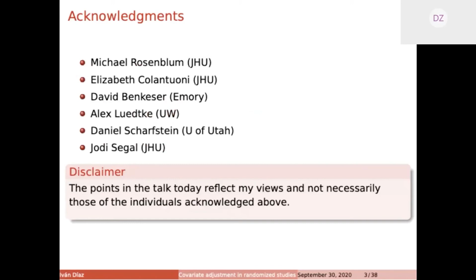Then I stopped working on this topic until a few months ago, when COVID-19 became the problem it is today, and so these methods became more relevant to the design of trials for COVID therapeutics. And so for that work, I've collaborated with David Benckeser, Alex Lutke, Dan Sharfstein, and Joe DeSigo. And a quick disclaimer that what I'm going to talk about today reflects my views and not necessarily theirs.